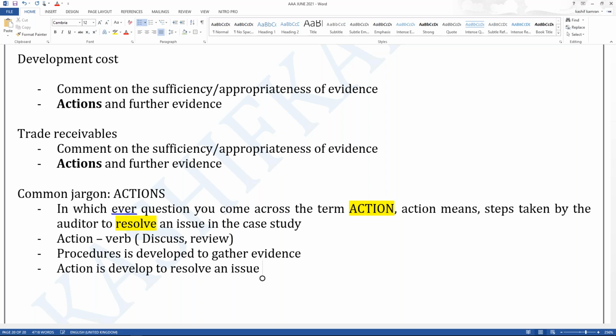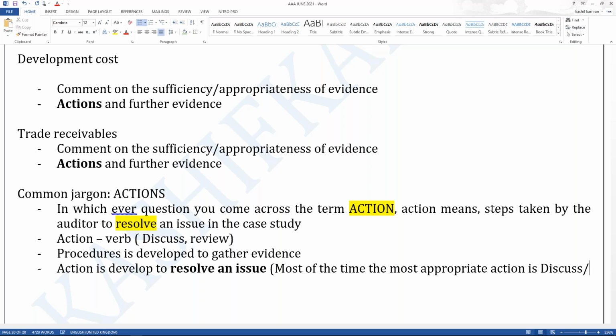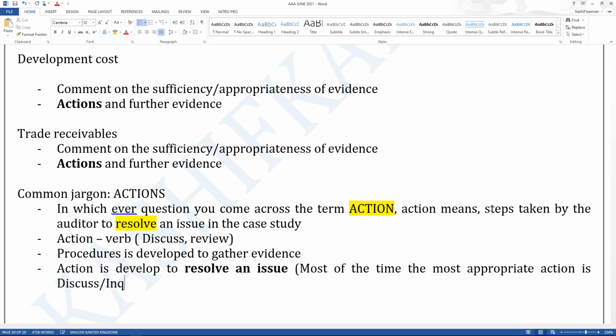Most of the time, because you're resolving an issue with the management, the most appropriate action is discuss or inquire. I hope you're getting my point, because you are resolving something, right? With whom are you resolving it? With the management. There might be a disagreement between you and the management and you're resolving it. The management has recognized the government grant in full. You want to resolve the matter.